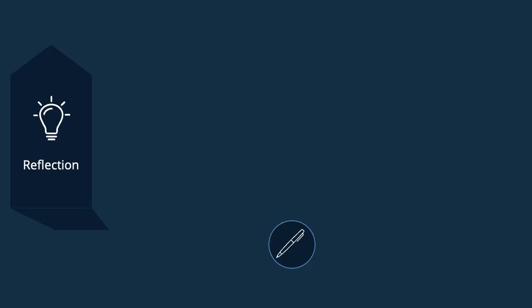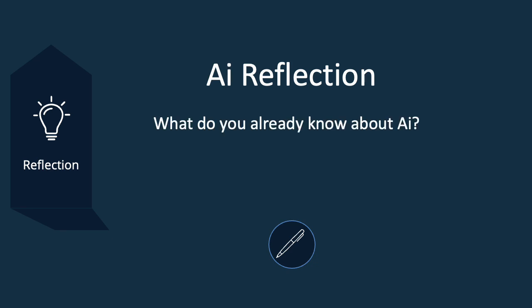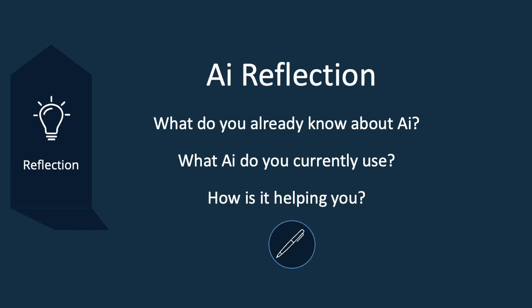As we start to delve into this module, we want you to take part in a reflection activity. We want you to think about what you already know about AI. We want you to think about how you're currently using it and how it's benefiting you and your students. Pause the video, reflect on these thoughts, and come back to us afterwards.